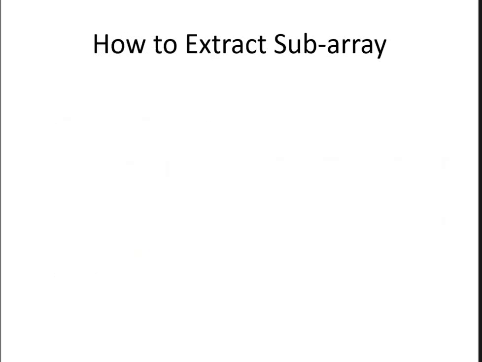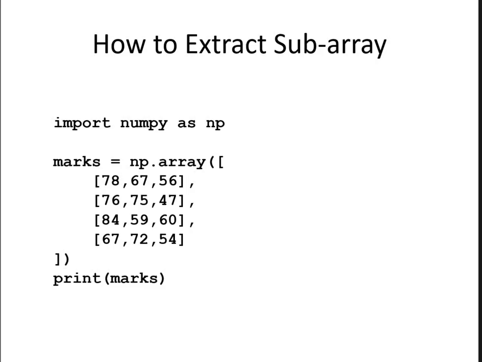Now, how to extract a sub-array from the given array? Sometimes we need to extract a part of an array. This is done through slicing. We can define each part of the array to be sliced by specifying the start and the end index values using start and stop in square brackets along with the array name, right? So here, for the row numbers a range is given, 1 colon 3, and for the column again a range is given, 0 colon 2, right?